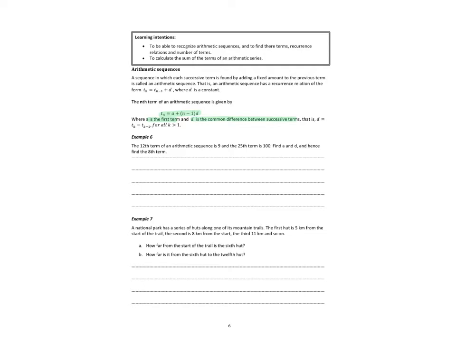So if we go to, so what have we got? If the 12th term of an arithmetic sequence is 9 and the 25th is 100, find the difference. So T12 is equal to a plus (n minus 1)d, and that's equal to 9. The other one is T25, and that's equal to a plus (25 minus 1)d, just substituting in the n value, and that's equal to 100. So we end up with two equations here.